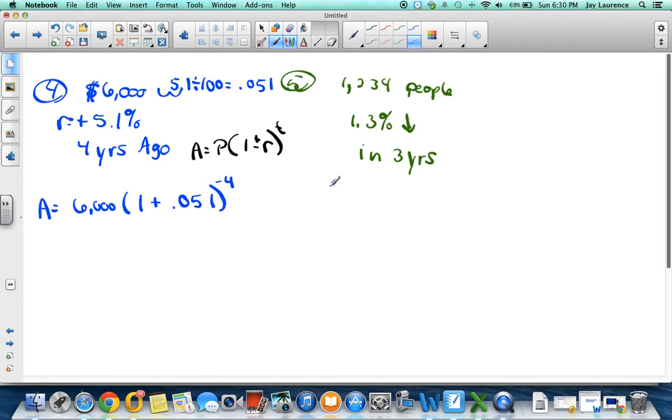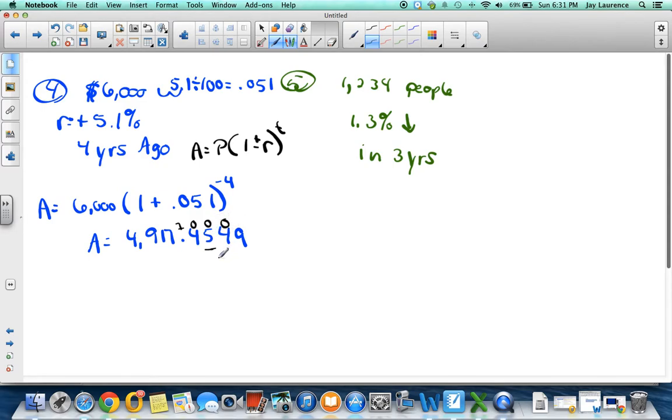Okay, very good. So I'm going to take $6,000 times 1 plus 0.051, and raise it to the negative fourth power, and I get $4,917.45. Now, some of you don't know how to round. We're talking money, and the decimal comes out to be like this. Well, with money, we're always going to round to the hundredths place. This is tenths, hundredths, thousandths, right? We're going to round to the hundredths place. So this 5 will either stay at 5 or go up to 6.